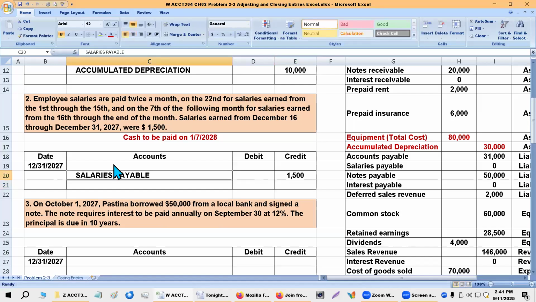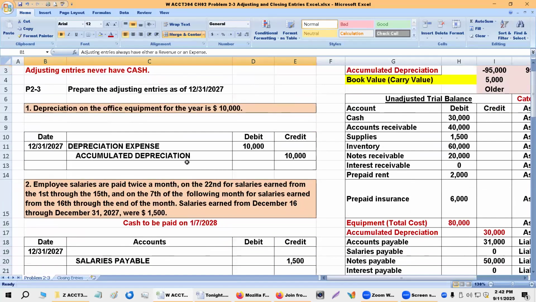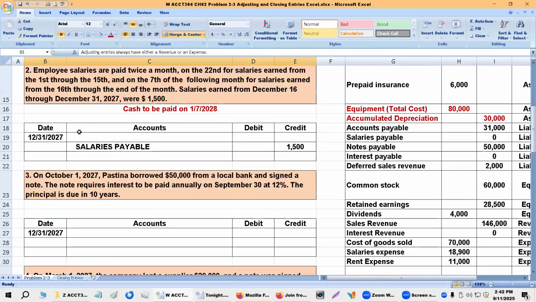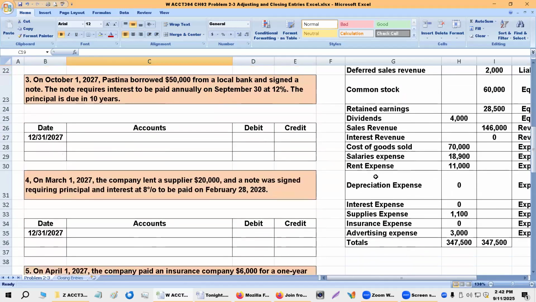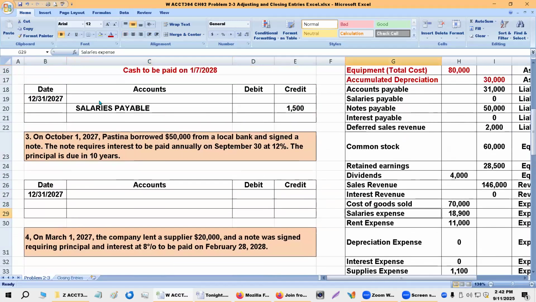So we haven't paid them yet. There's no cash. Okay, now let's go look up here. Adjusting entries always have to have either a revenue or an expense. So what are we probably going to have here? Salary expense. We don't have that here. Oh, I'm sorry, it is there.